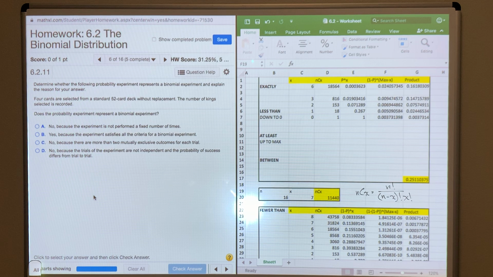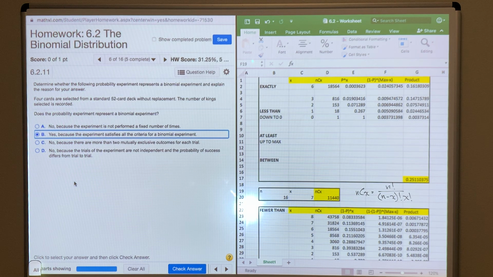All right, number 6, determine whether the following, same thing, okay? 4 cards are selected from a standard 52 card deck without replacement. The number of kings selected is recorded. Let's take a look at this, and for this problem, let's just go through each of the options. We'll approach it a little bit differently, but we're still going to do the same thing. Let's look at option A. It's not because the experiment is not performed a fixed number of times. Well, it is a fixed number of times, 4 times, the cards. So that's not the reason why.